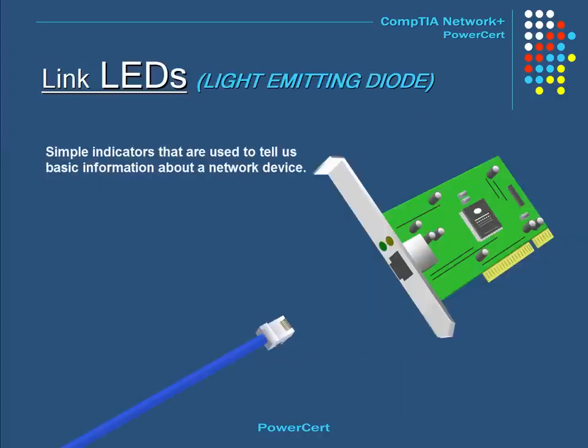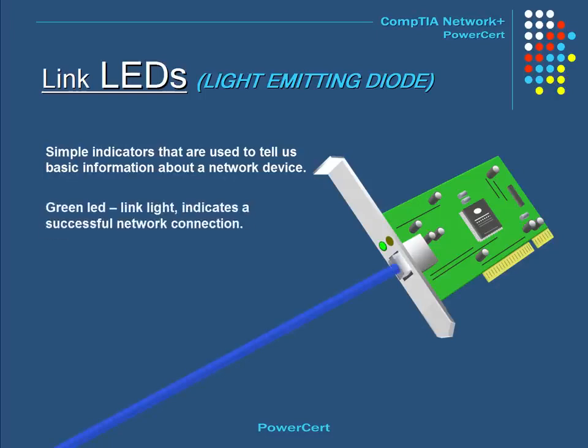Link LEDs are very simple indicators that are used to tell us basic information about a network device. For example, on a network interface card, if you were to plug in a network cable, you would notice that the green LED turns on. The green LED is called the link light, and this indicates that there is a successful network connection.